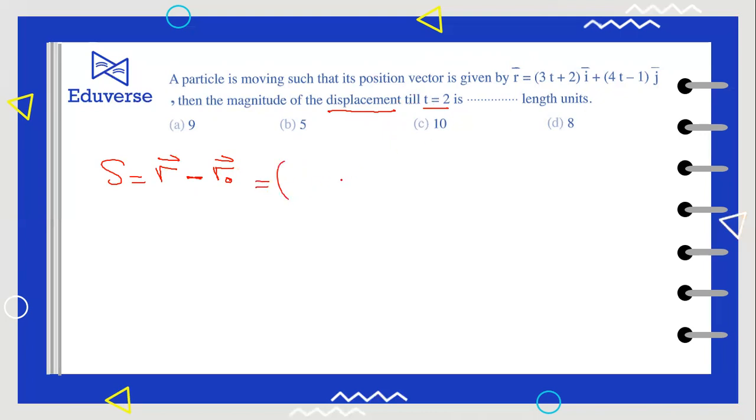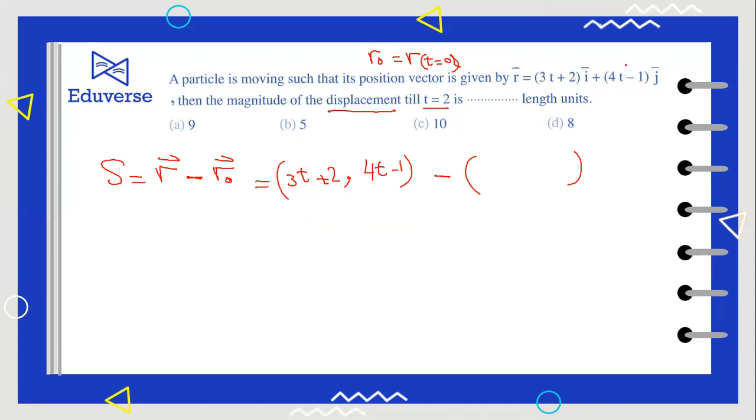The position vector in the example is 3t plus 2 in the i direction and 4t minus 1 in the j direction. The displacement is the first projection and the second projection minus r node. How can I find r node? r node is the same as r, but when I put t equal to 0. r node is r at t equals 0.